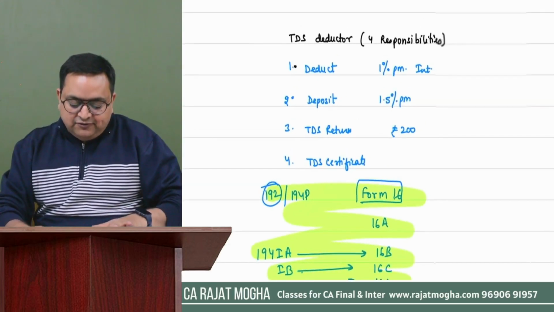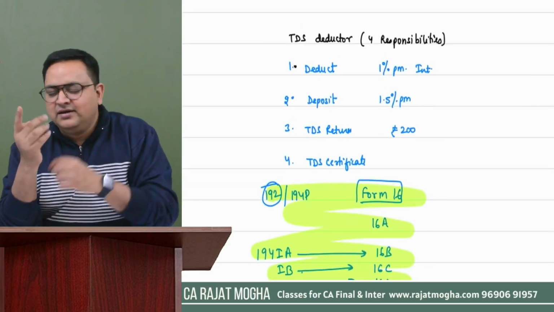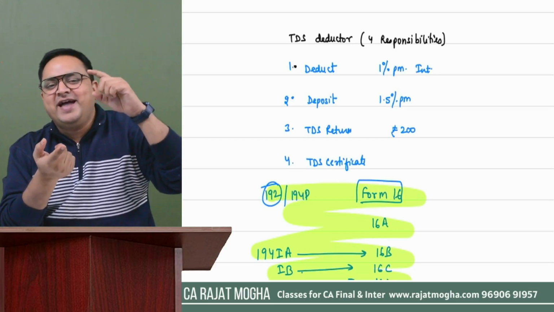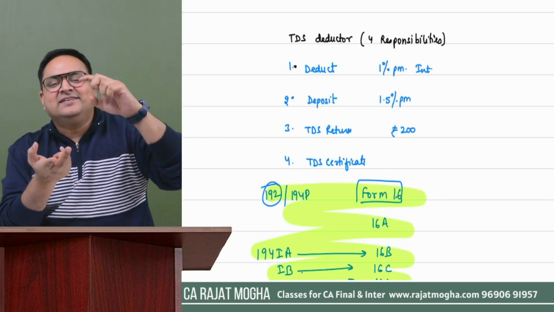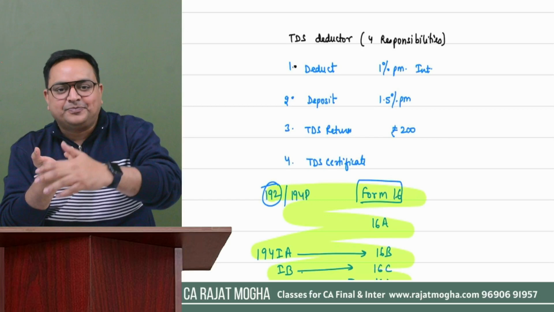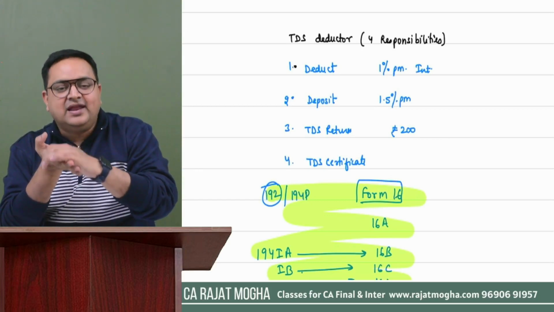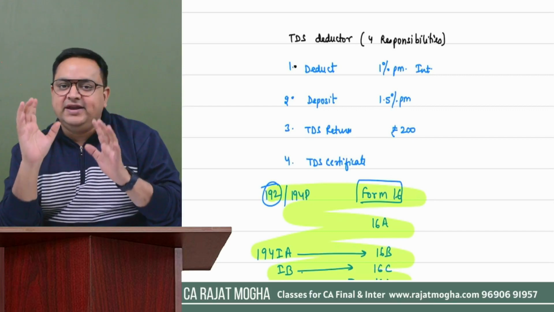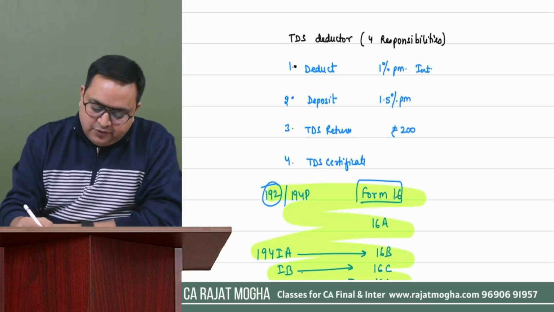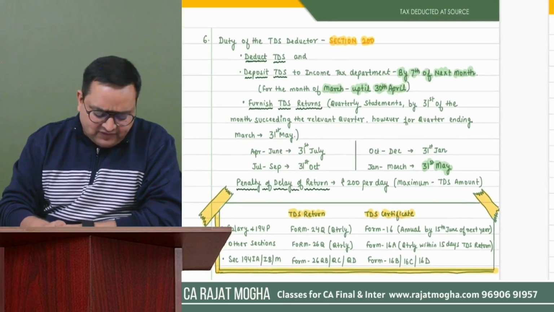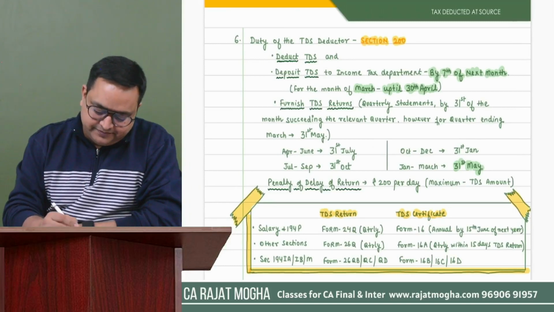So tell me, what are the four responsibilities of a TDS deductor? So now we know: first of all, we have to deduct the TDS. Second, we have to deposit the TDS. Third, we have to furnish the TDS return. And the last is issuing the TDS certificate. So this is written over here, and most of the things we have already covered.